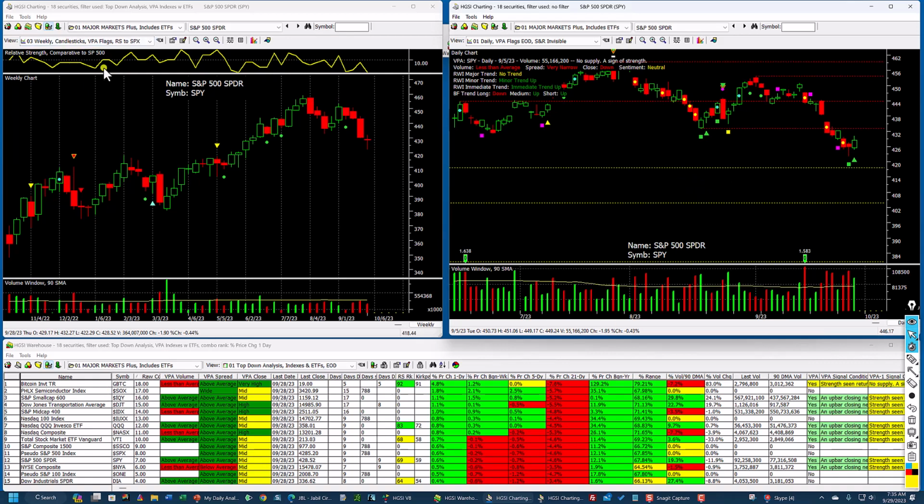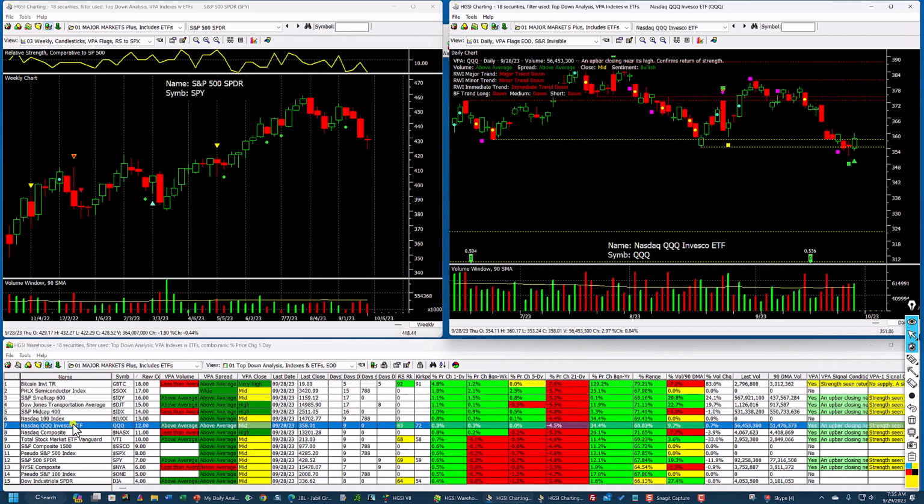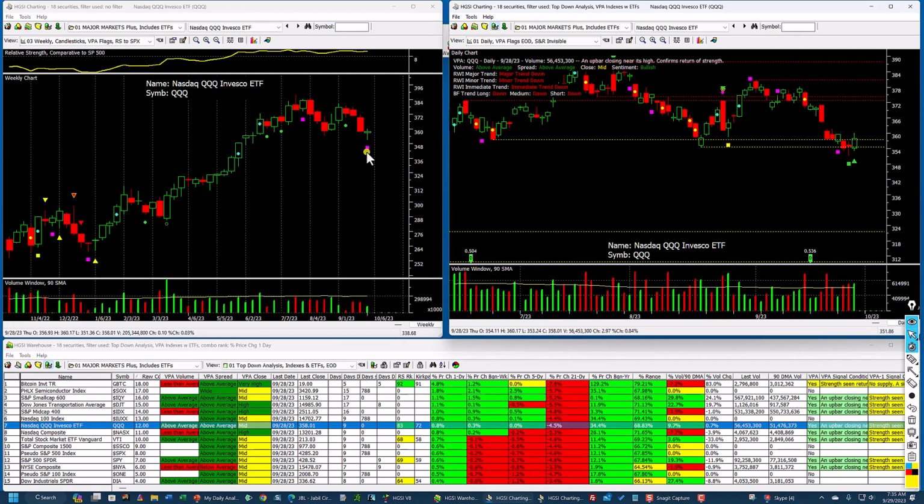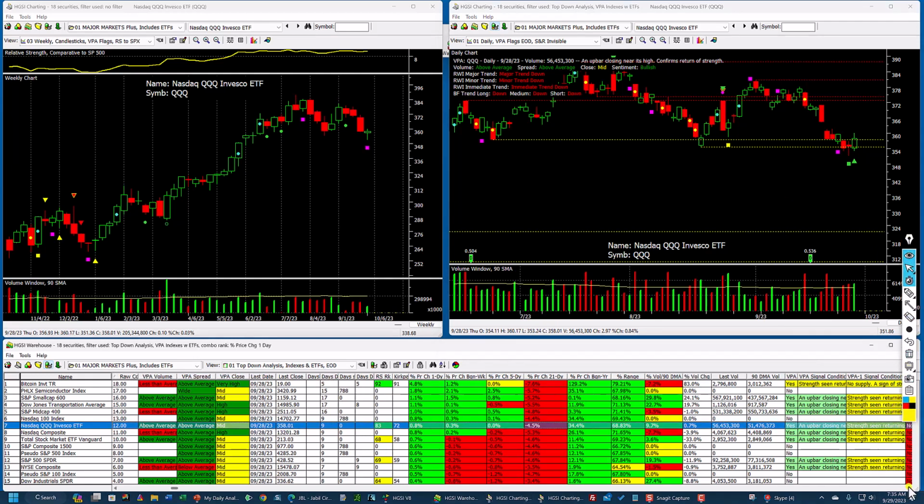What am I on here? I'm on the S&P. I want to go back to the Qs, and I wanted to see if there was a low volume test on the Qs, and there was, in conjunction with these two over here on the daily chart. So things are looking better for the markets, and we'll see if that follows through.